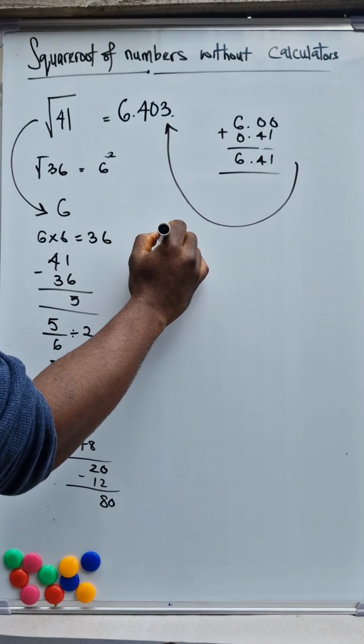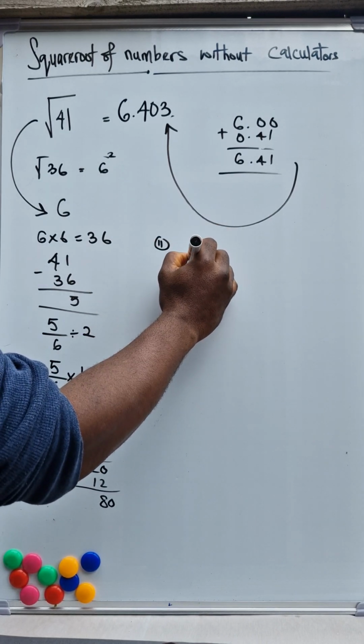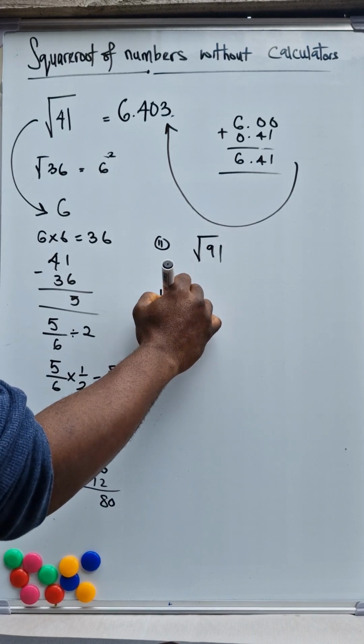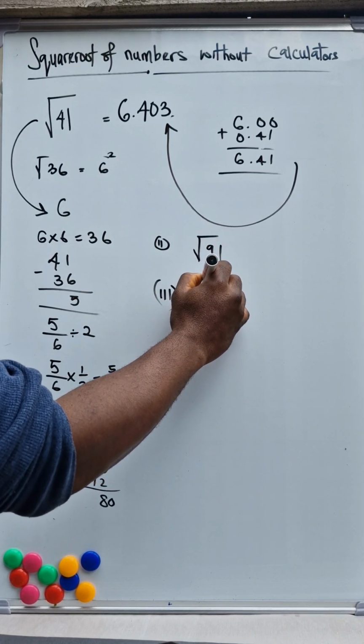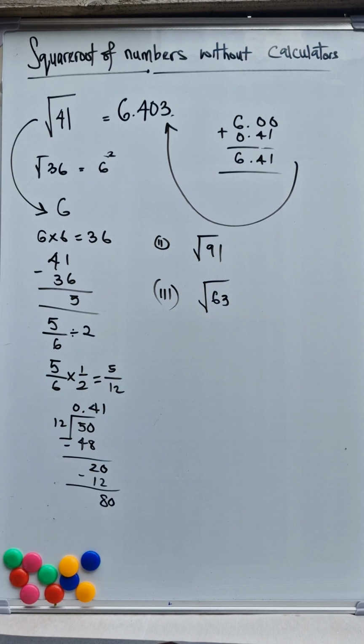So for those watching this video, I want you to try this. Square root of 91 and square root of 63. Leave your answer in the comment section.